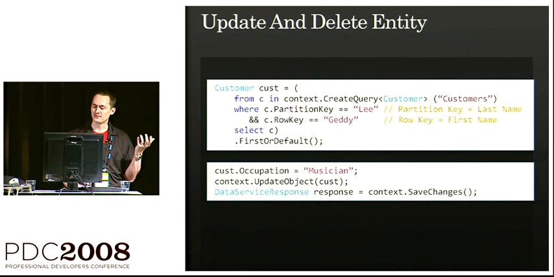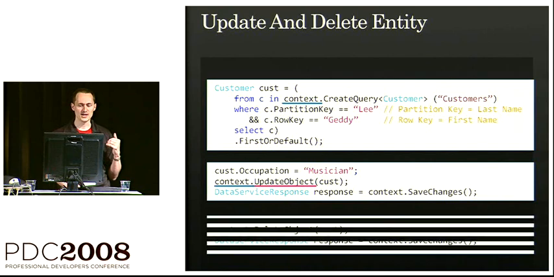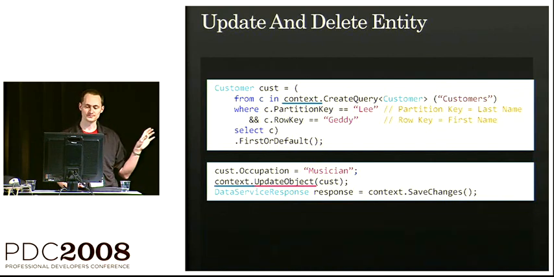Once we have that updated field, we then register this customer with the context. Okay? And it's important that we're actually registering this changed customer object with the context that we actually use to do the query. Okay? This is part of ADO.NET Data Services. Then when we actually do save changes, that will actually push the change to the store.